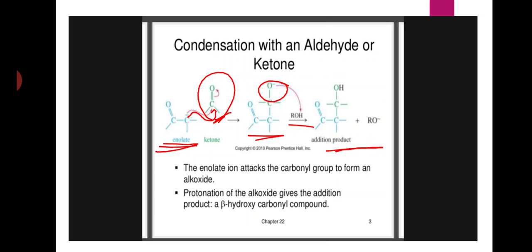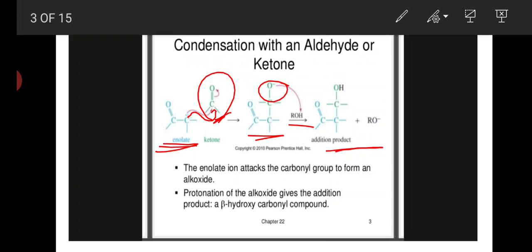Next is condensation with an aldehyde or ketone. Here the enolate ion condenses with an aldehyde or ketone and forms an intermediate compound. That intermediate compound undergoes protonation and forms the beta hydroxy carbonyl compound. First the enolate condenses with the ketone or aldehyde and forms one intermediate. After protonation, the final product is the beta hydroxy carbonyl compound.